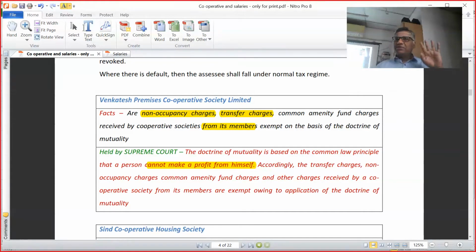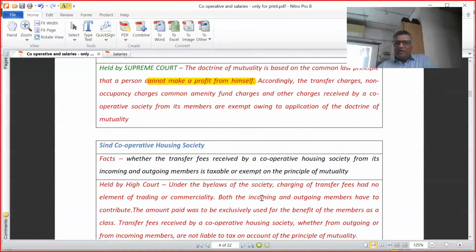Okay, I told you transfer fees is exempt. One member transfers house property to another member. Both the outgoing member and incoming member are paying transfer fees. Both are exempt. Why? He is not a member. Don't understand that if he sells the house he ceases to be a member. So he is selling the house, and that is also exempt.